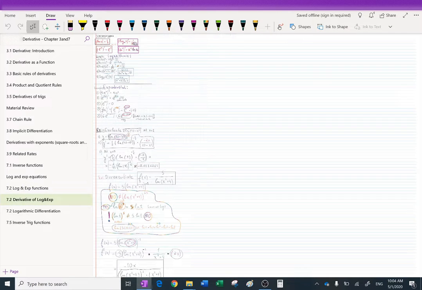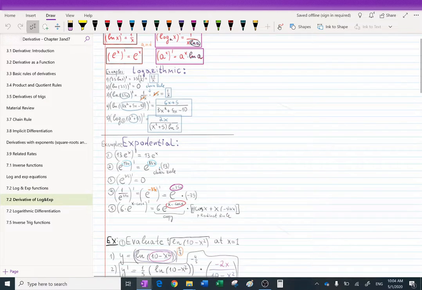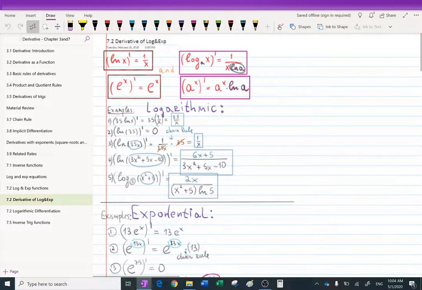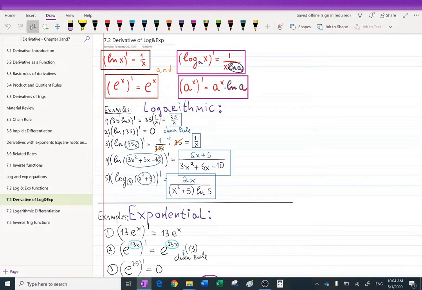Derivative of logs. That was a very fun topic because e to the x gives you e to the x, unless it's a to the x.